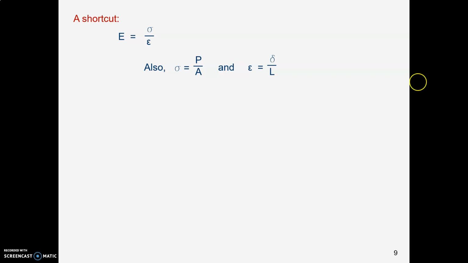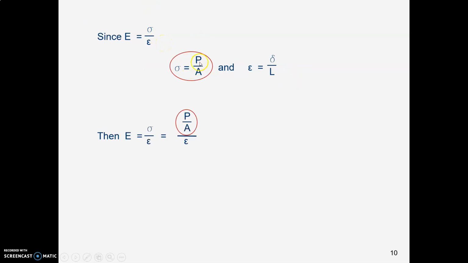Here's the shortcut. Here are these 3 formulas we were fooling around with that you know. Well, if E, modulus of elasticity, is stress over strain, and stress is force over area, you could substitute force over area in this fraction in place of stress. That's what I did there. And you know that strain is deformation over length, so in this formula, stress over strain, you could substitute this deformation over length in place of strain.